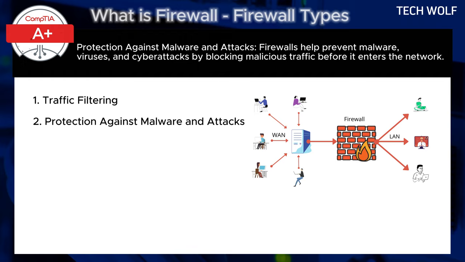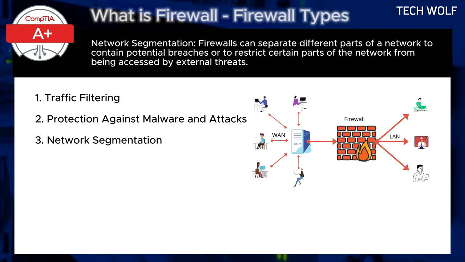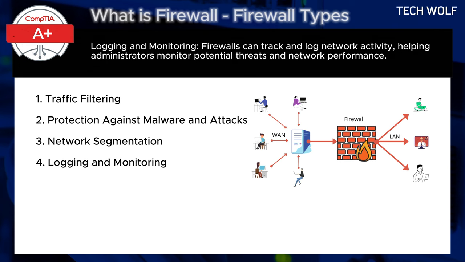Firewalls help prevent malware, viruses, and cyber attacks by blocking malicious traffic before it enters the network. Network segmentation. Firewalls can separate different parts of a network to contain potential breaches or to restrict certain parts of the network from being accessed by external threats. Logging and monitoring. Firewalls can track and log network activity, helping administrators monitor potential threats and network performance.